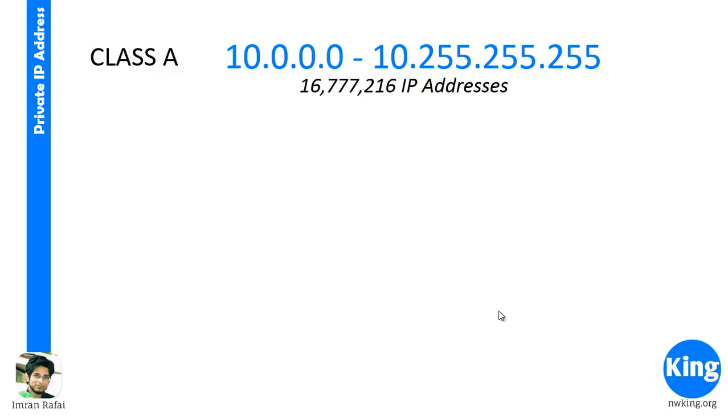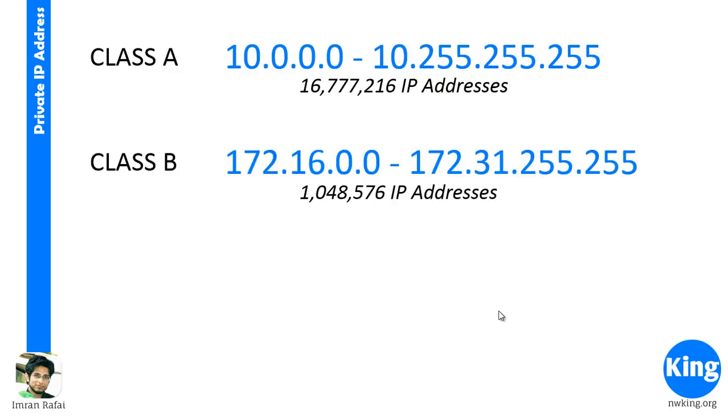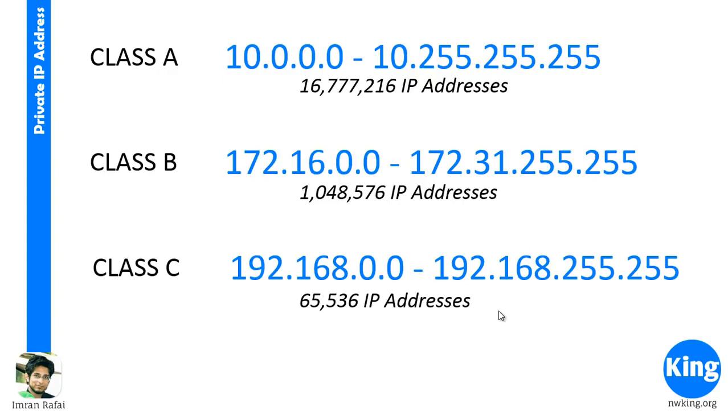That is nothing but 16,777,216 IP addresses. In class B, 172.16.0.0 to 172.31.255.255, and that is 1,048,576 IP addresses. In class C, we have 192.168.0.0 to 192.168.255.255, which is nothing but 65,536 IP addresses. Now, what are public IP addresses and private IP addresses?